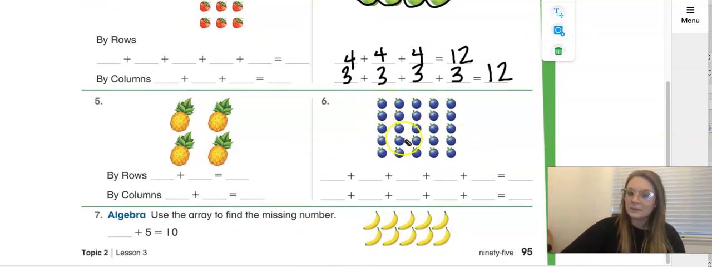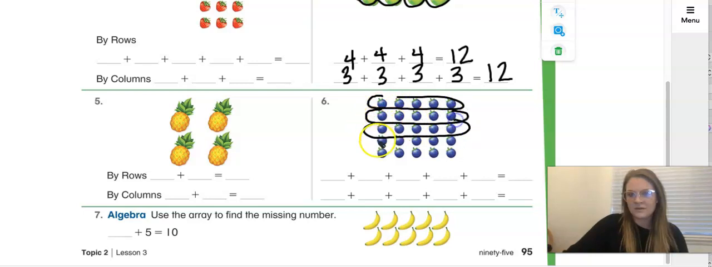Now we're looking at blueberries down here. So again, I'm going to add by my rows first. So I'm going to circle up my rows of blueberries and see how many rows I have. 1, 2, 3, 4, 5. 5 rows of blueberries with 1, 2, 3, 4, 5 blueberries in each row.